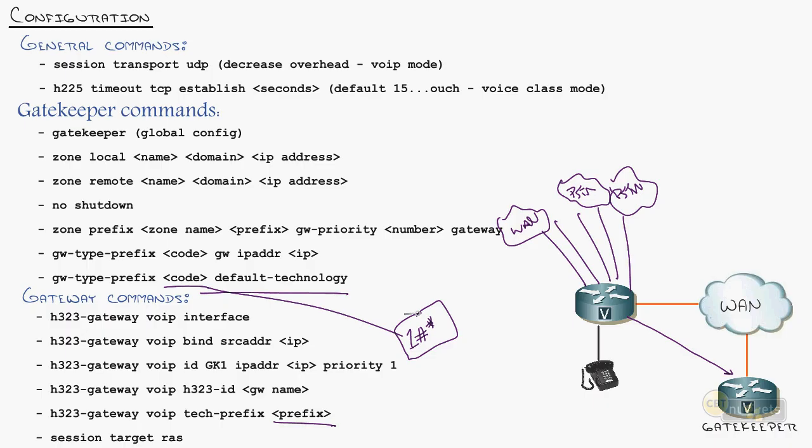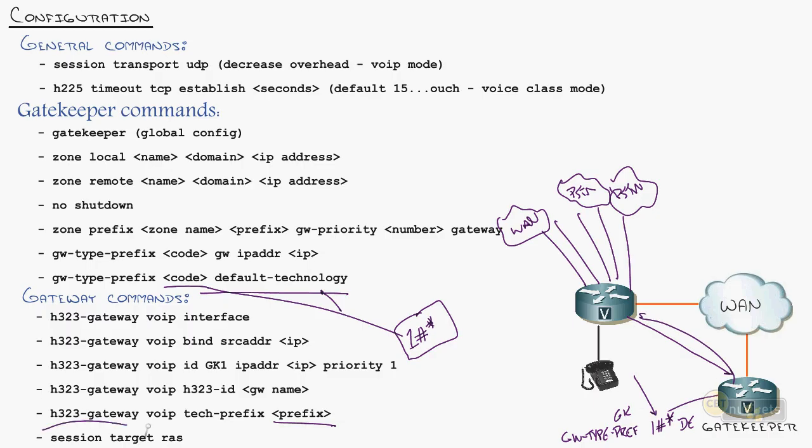So here's what that means. I would go on the gatekeeper, again under that gatekeeper configuration mode, and type in the command gateway type prefix 1 pound star default technology. What that does is tell the gatekeeper, hey, if a gateway comes and registers and says, I'm your 1 pound star, then use him as your default gateway. If somebody asks you how to reach something and you don't know how to get there, instead of just saying, I'm sorry, you're done, fast busy signal, why don't you send him over to that voice gateway, because I betcha he has a route.